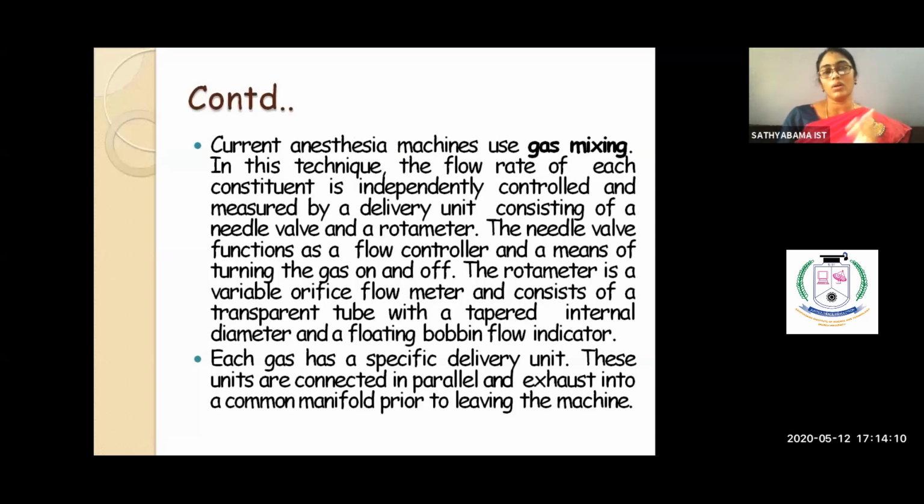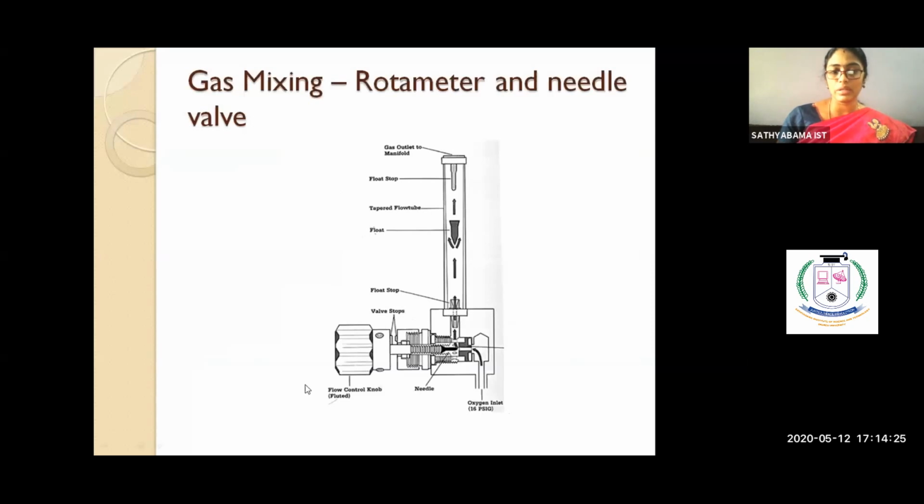So now all the current anesthesia machines, they use a gas mixing system. So as you can see, it basically has a needle valve and a rotameter. Means you can turn the gas off or on. So this is how it actually looks like, right? So a needle valve and a rotameter will look like this. So this is your needle valve, right? And this will be your rotameter.